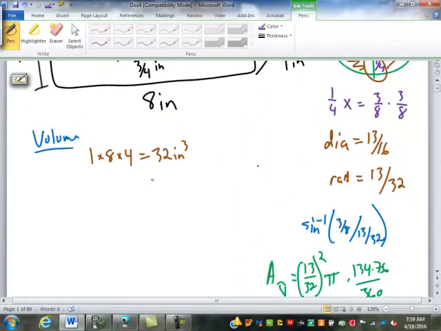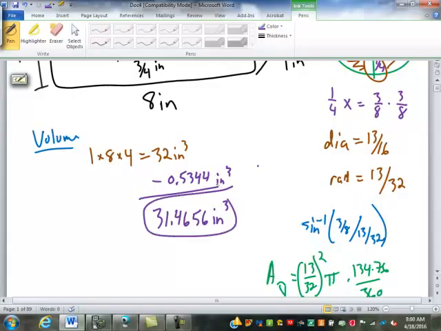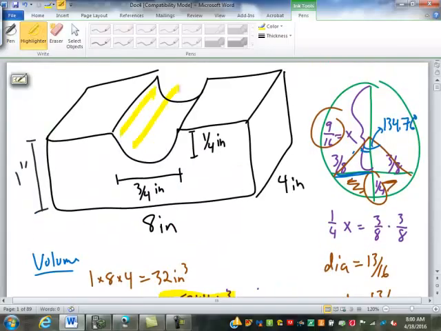So from the 32, we're going to subtract 0.5344 to get 31.4656 cubic inches. That is our volume. So this here is the amount of material removed when you take that round end mill and run it down that groove.